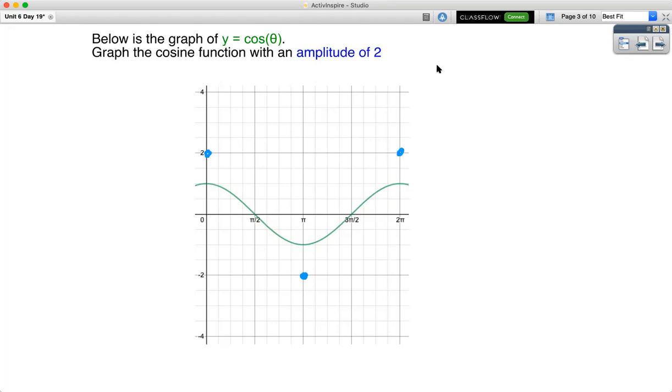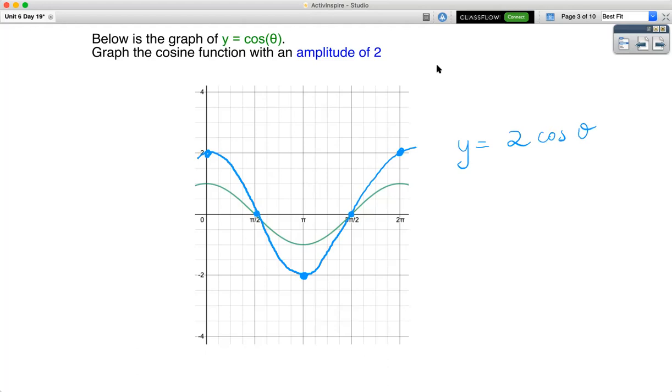I'm not done yet. I still need to add in my zeros. I know my zeros are going to be at pi over 2 and 3 pi over 2. And once I have that, I can go ahead and graph my cosine function. Again, the only thing that's changed is this vertical stretch. How do I write the equation for my new cosine function? y equals 2 cosine theta.